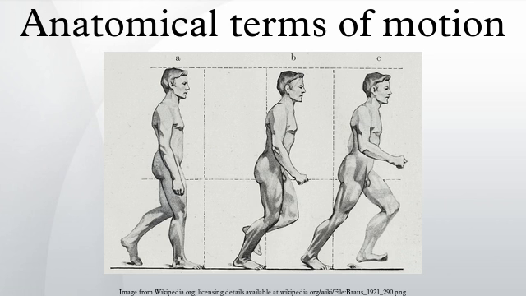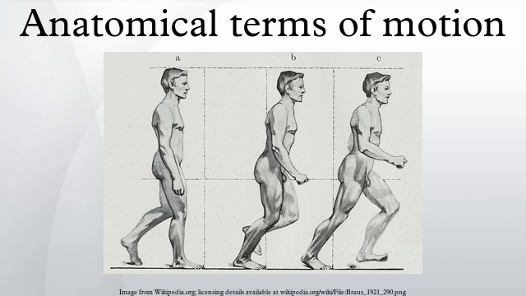Elevation and depression. The terms elevation and depression refer to movement above and below the horizontal. They derive from the Latin terms with the same meaning. Elevation refers to movement in a superior direction. For example, shrugging is an example of elevation of the scapula. Depression refers to movement in an inferior direction, the opposite of elevation.